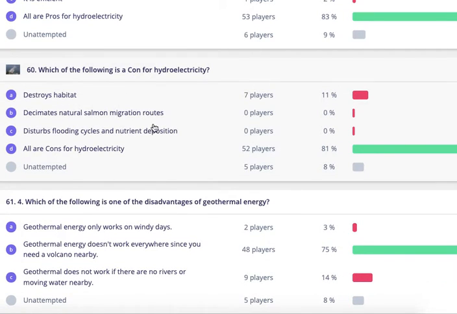What's a con? These are all cons. You're destroying habitat above stream and downstream. Salmon can't migrate past dams, and because humans are controlling the flooding, it disrupts that natural flooding cycle.